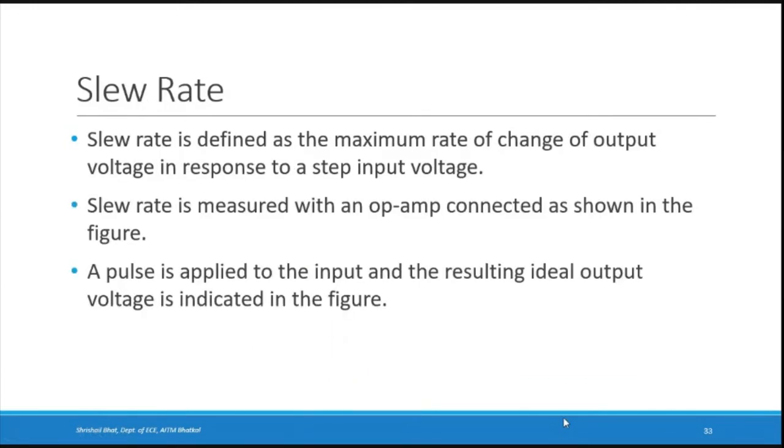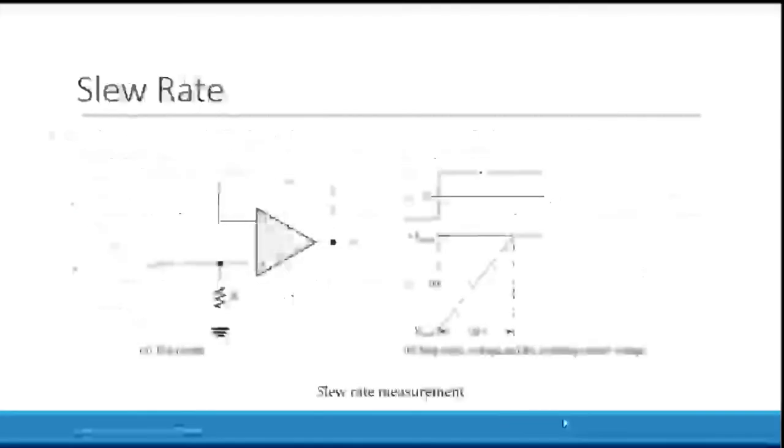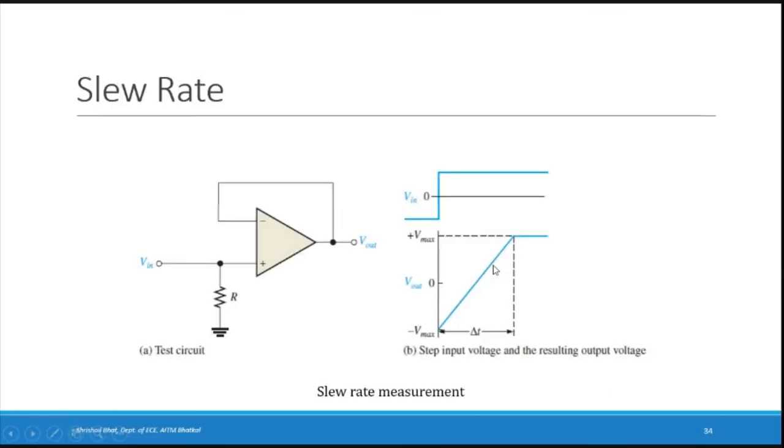Then you have something called slew rate. Slew rate is the maximum rate of change of output voltage in response to a step input voltage. What do we mean by a step input voltage? If the voltage level is 0, and suddenly it changes to 1, that is called a step input. Something like this: a voltage level that is negative in this case, and from here it goes to a certain positive value. This looks like a step, so it's called a step input voltage.